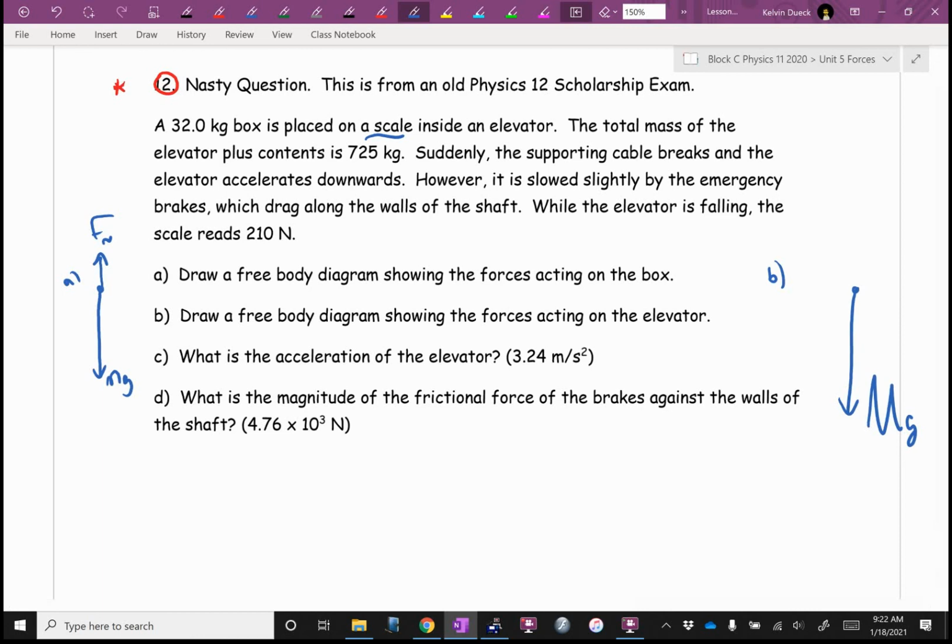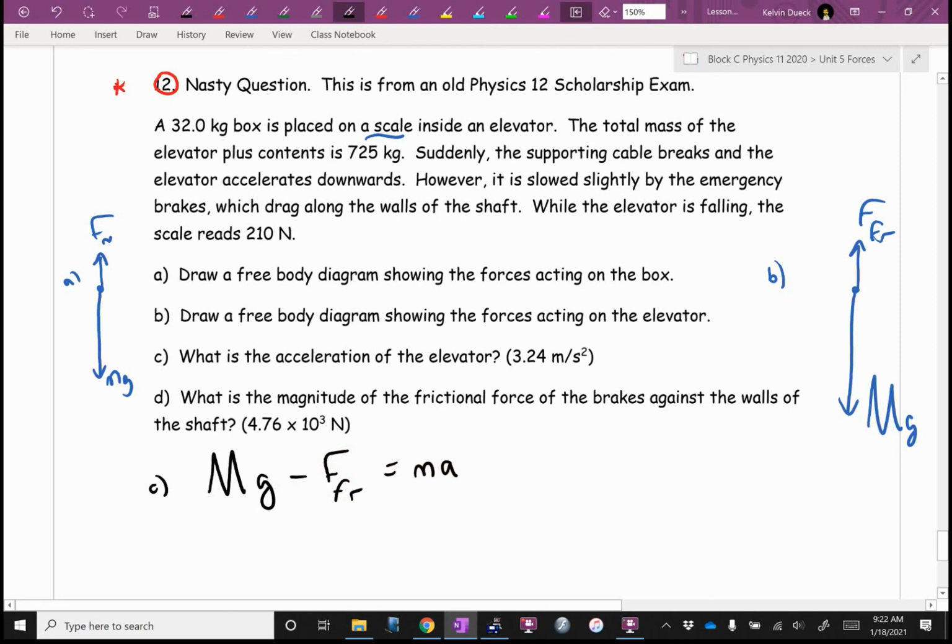Which way is it accelerating? Down. Is there something slowing it down, though? No normal force. It's not sitting on a surface, but definitely friction. Okay. C says, what's the acceleration of the elevator? Well, I guess it's going to be big mg minus friction equals ma.